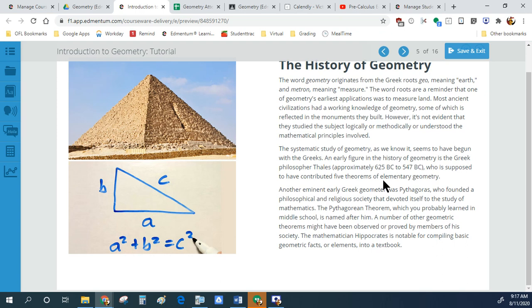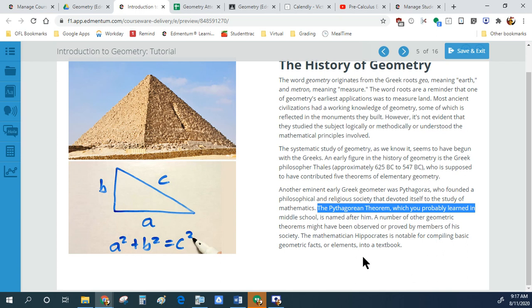And also in Greece, the Pythagoras society. This society was dedicated to making the formulas and stuff in geometry. That's where the Pythagorean theorem comes from. It's from this society right here, the Pythagoras society. And it says so right here.